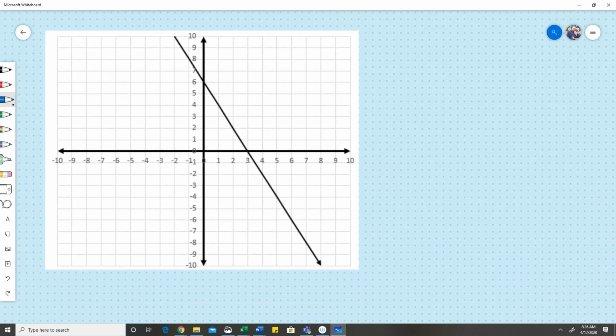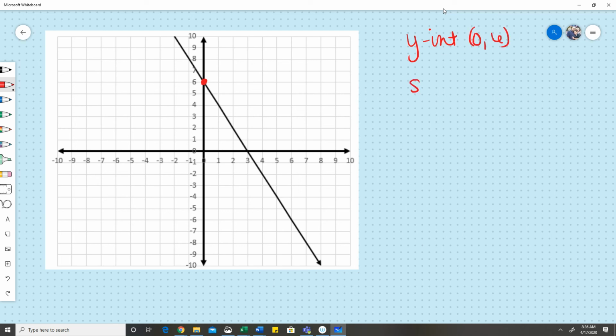And this is going to be our last example for today. Again, it's just a generic line. There's not a situation to it. We don't have to worry about money or anything like that on this one. We're just looking at the line. So my y-intercept is up here at (0, 6).